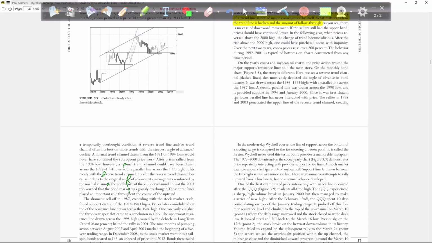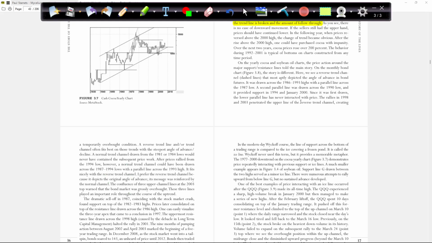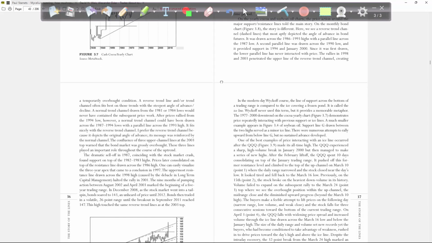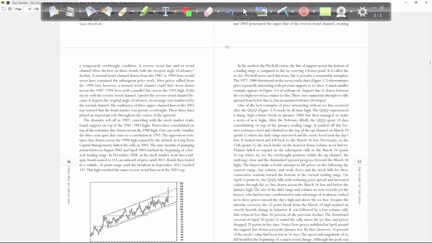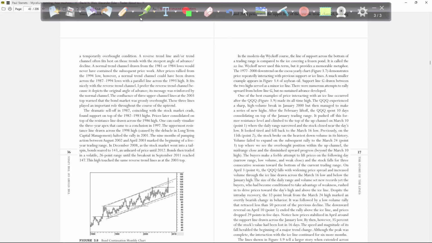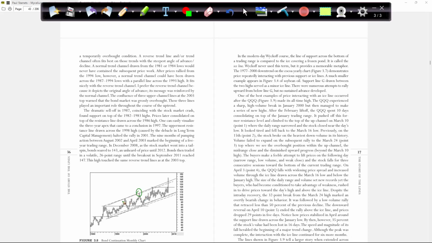Since it was first drawn, the lower parallel line has never interacted with price. The rallies in 1998 and 2000 penetrated the upper line of the reverse trend channel, creating a temporarily overbought condition.